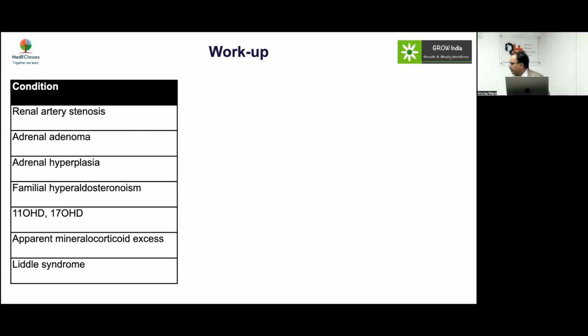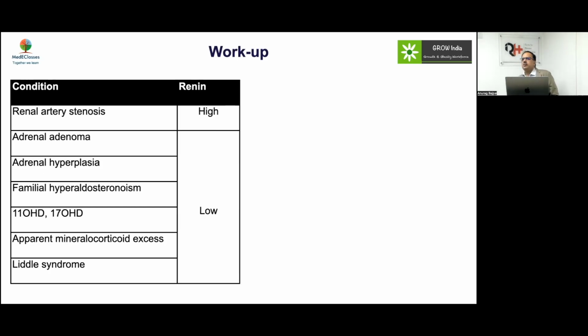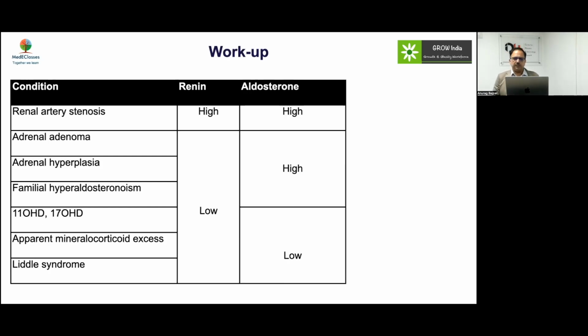So now if we compare the common etiologies in the form of renal artery stenosis, adrenal adenoma, hyperplasia, these are pretty similar. GRA, these three will be similar. CAH variants, AME and Liddle, renin level will be low in everybody except renal artery stenosis. So in this scenario, your renin is high because that is driving the overall picture.